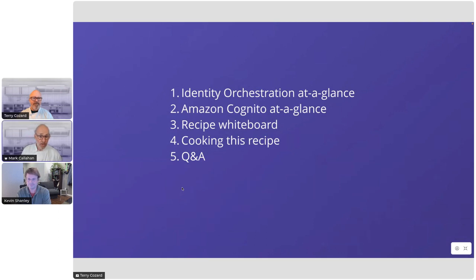Now, as we think about what we're cooking with, let's also look at the ingredients. One of the key ingredients here, of course, is Amazon Cognito, and Kevin's going to be giving us a quick overview of Cognito and what it is capable of doing for us. Next, we'll jump into the whiteboard where Terry is going to walk us through what the structure of this recipe looks like, the wireframe, and how it all comes together.